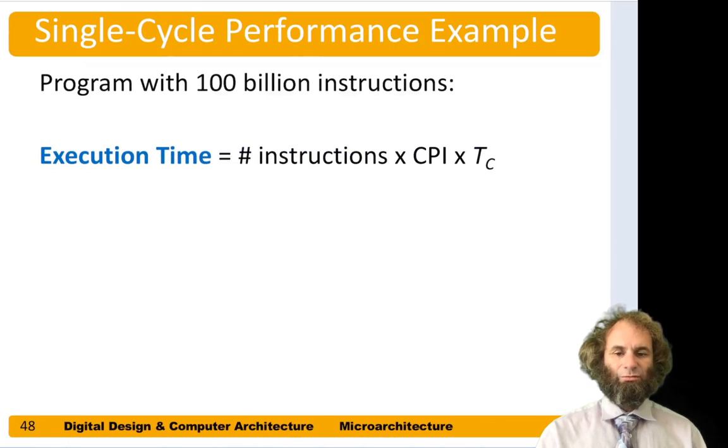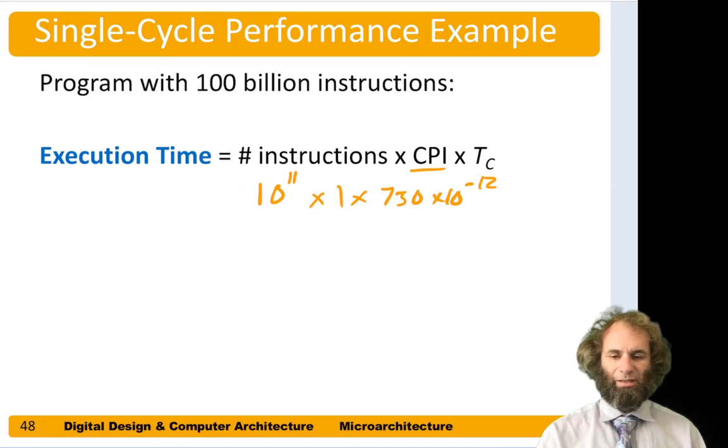So now suppose we're running a program that has 100 billion instructions in it. That's 10 to the 11th instructions times the single cycle processor, so by definition there's one cycle per instruction, times the cycle time is 750 times 10 to the minus 12th, and that is 75 seconds. So our single cycle processor takes 75 seconds to run our program.